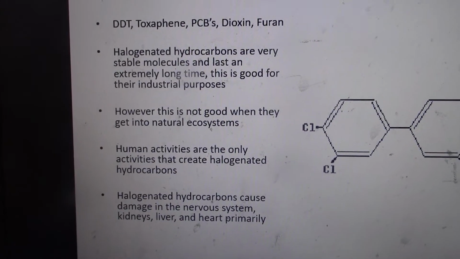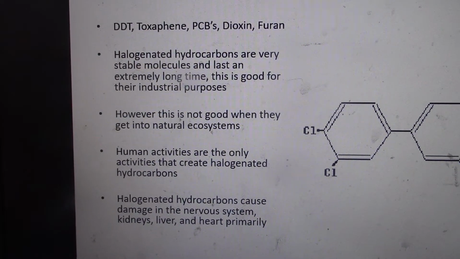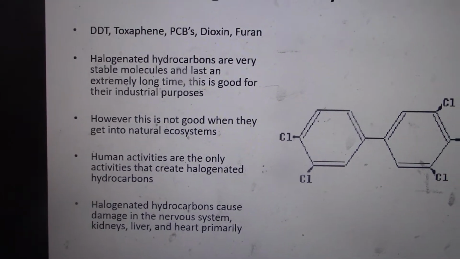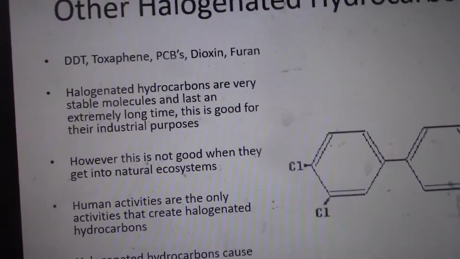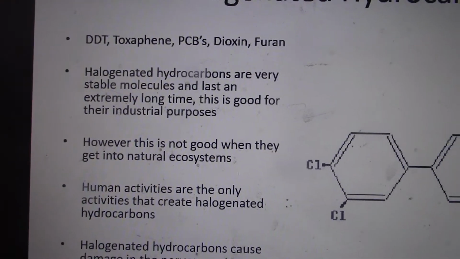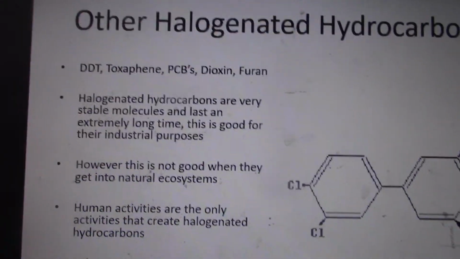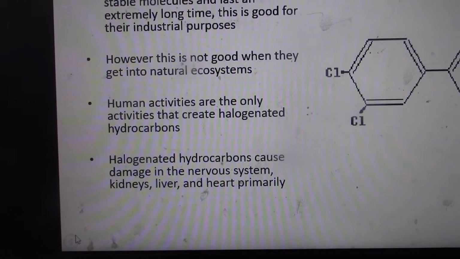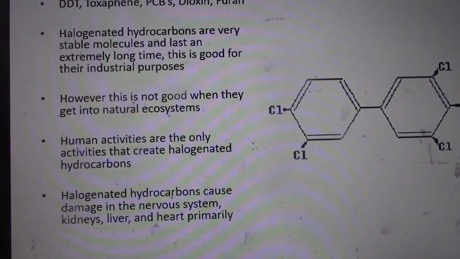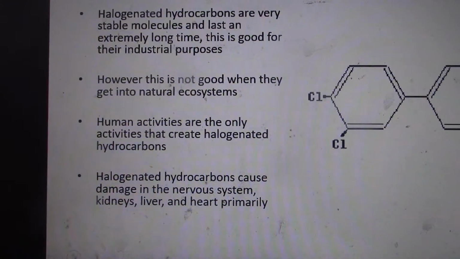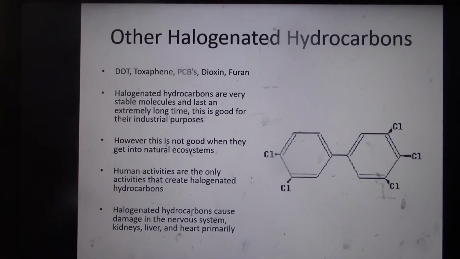So halogenated hydrocarbons are very, very stable molecules. So they basically don't ever break down once they get into a natural ecosystem. And this is a big problem in the oceans right now with plastics, right? So plastics break down into their base components called nurdles, and then they look like fish eggs. Okay, so we have no easy way to get rid of these right now. And that is the big problem with plastics.